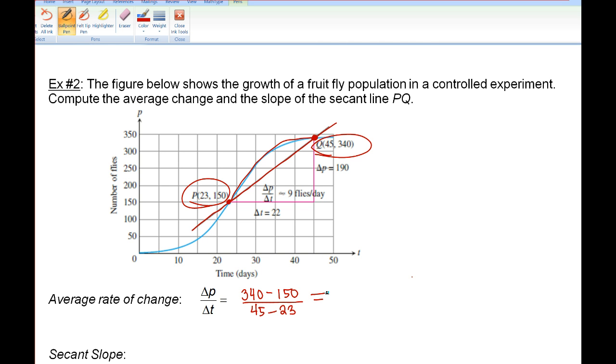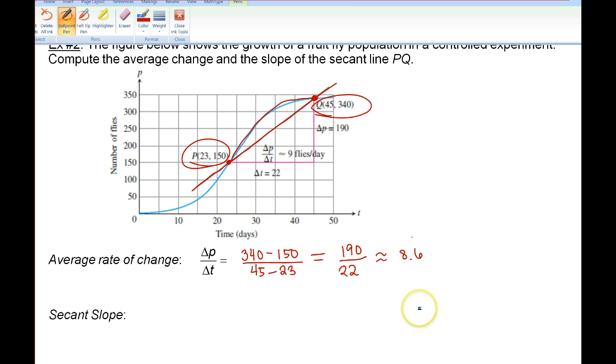If somebody has a calculator to do that. The first one is approximately 190 over 22, which comes out to be about 8.636, so 8.6. So the secant slope is the same result. We would have found the secant slope the same way.